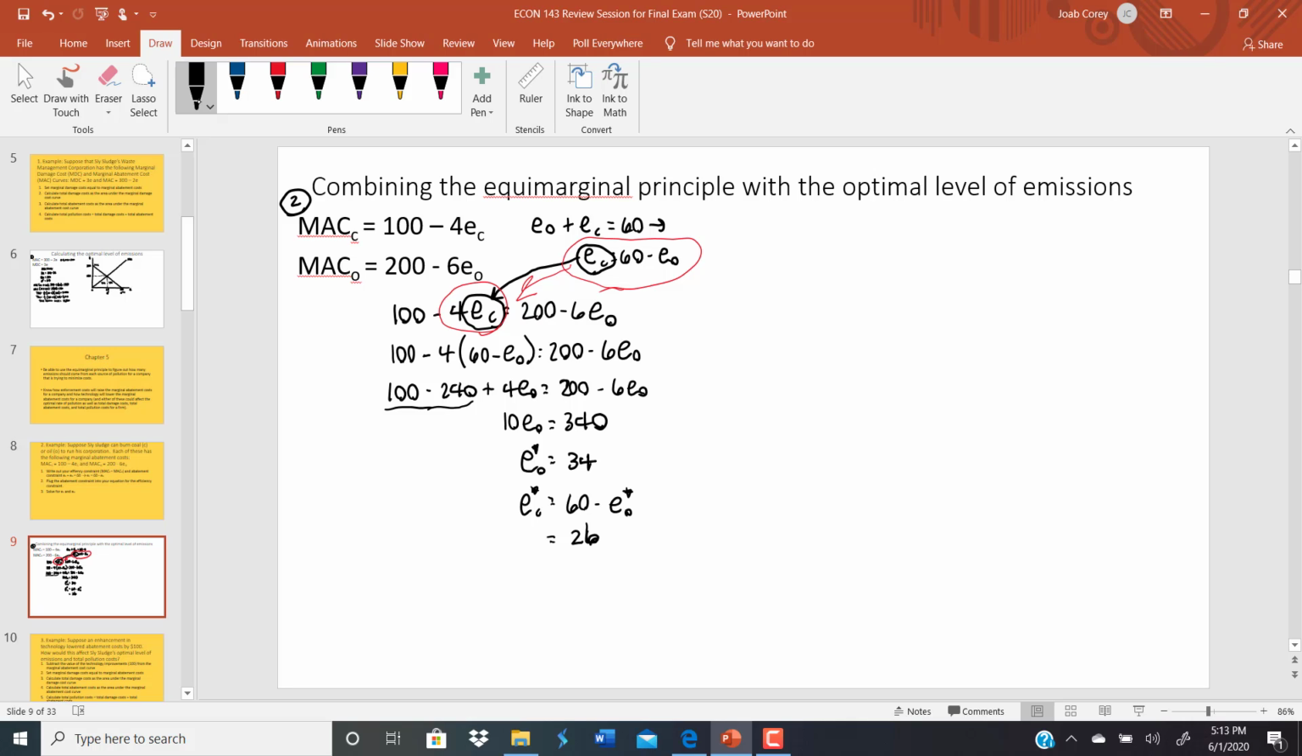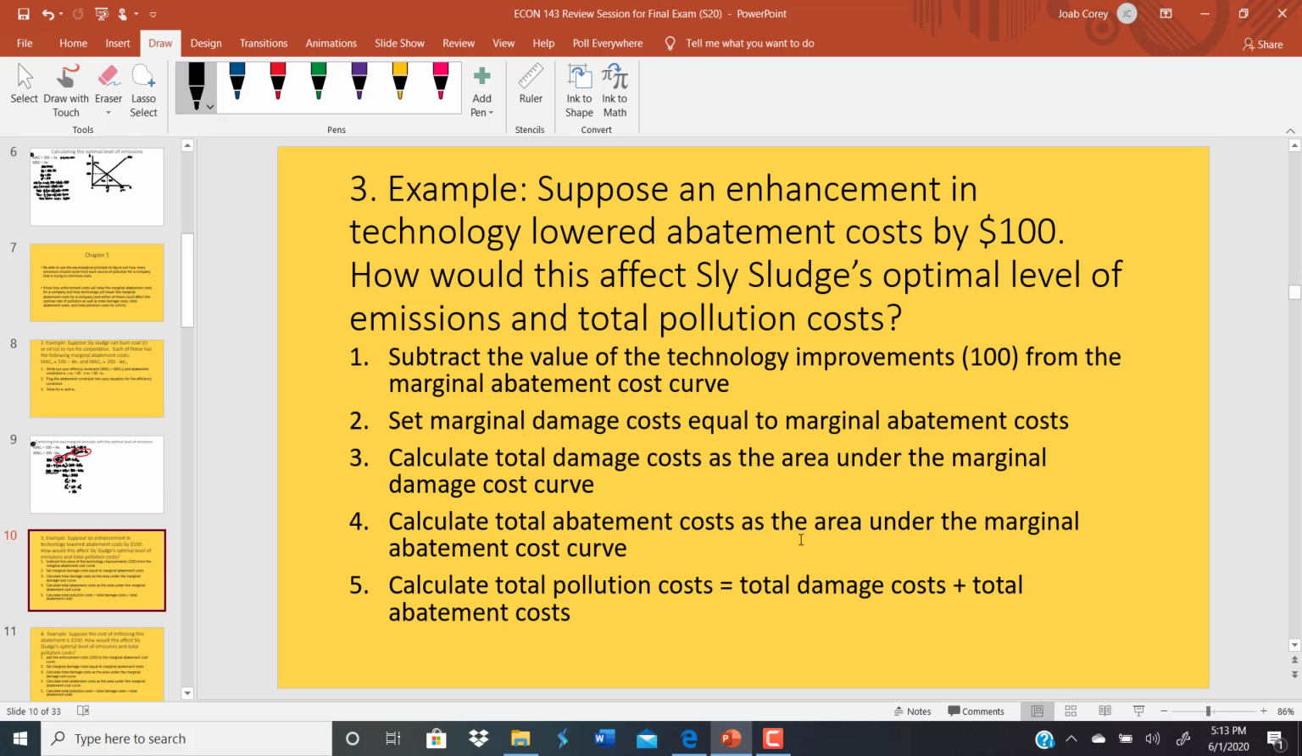All right. So another example that you might run into on the exam might look something like this. Suppose an enhancement in technology lowered abatement costs by 100. How will this affect Sly Sludge's optimal level of emissions and total pollution costs? Now remember, if we're talking about an enhancement in technology that lowers the abatement cost by 100, then that's going to subtract from your marginal abatement cost curve. So you subtract the value of the technological improvements from the marginal abatement cost curve. So this is going to subtract from your marginal abatement cost rather than add to it. That's the key component here. And then from that, you just calculate things the way that you've always done.